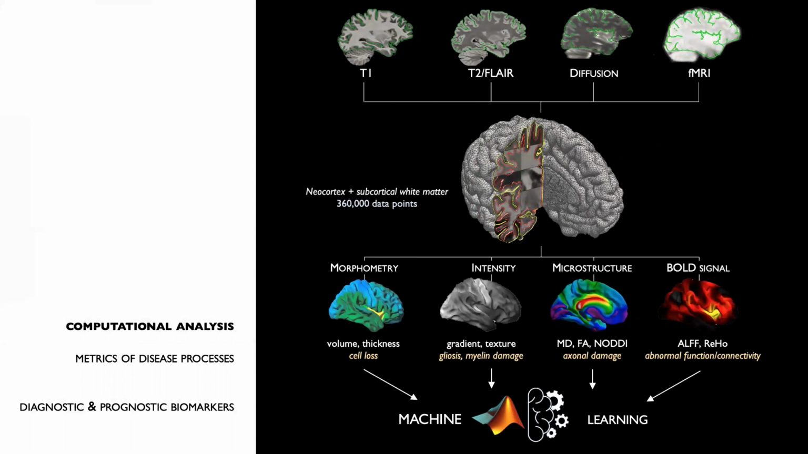In the second part of my talk, I will show you data on recent methods we have developed for a fully automated detection and biotyping of focal cortical dysplasia. As discussed in Neda's lecture, computational analysis of conventional contrasts such as T1, T2, and FLAIR provide metrics of disease processes. These markers can be calculated across thousands of surface points in the neocortex and the white matter. Importantly, they may serve as input to machine learning algorithms for the development of diagnostic markers.